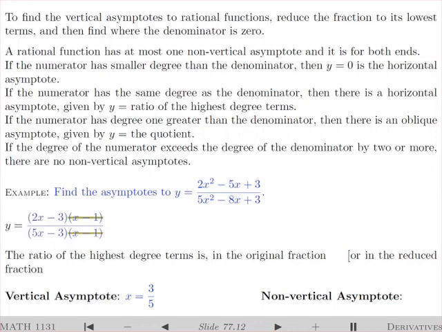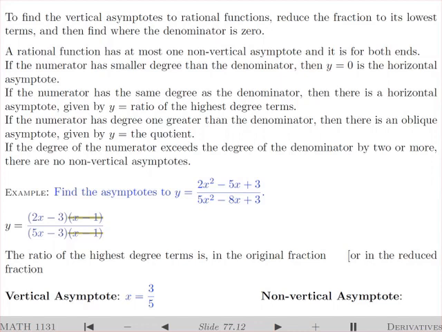x equals 1 is not a vertical asymptote because at x equals 1, the limit is a finite number. I will leave it to you to verify the limit is negative 1/2. So if you draw the graph of this, there is just a hole at the point (1, negative 1/2). There is no vertical asymptote there.